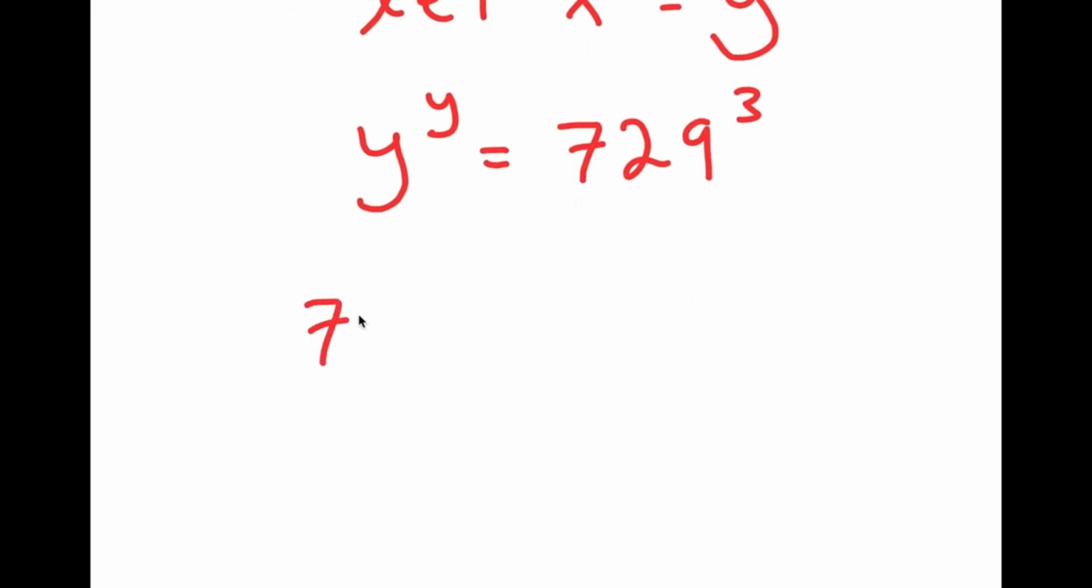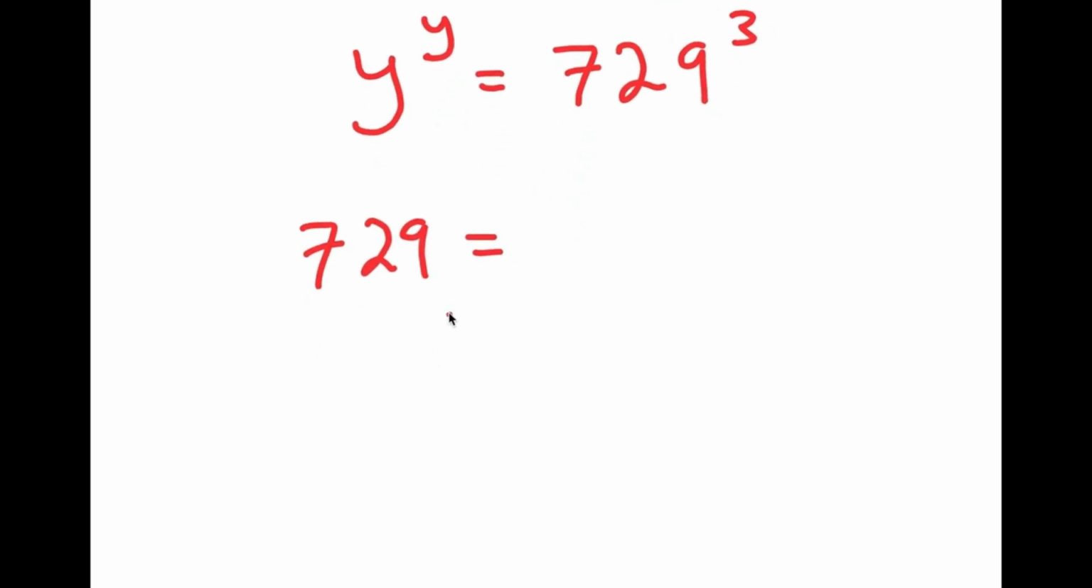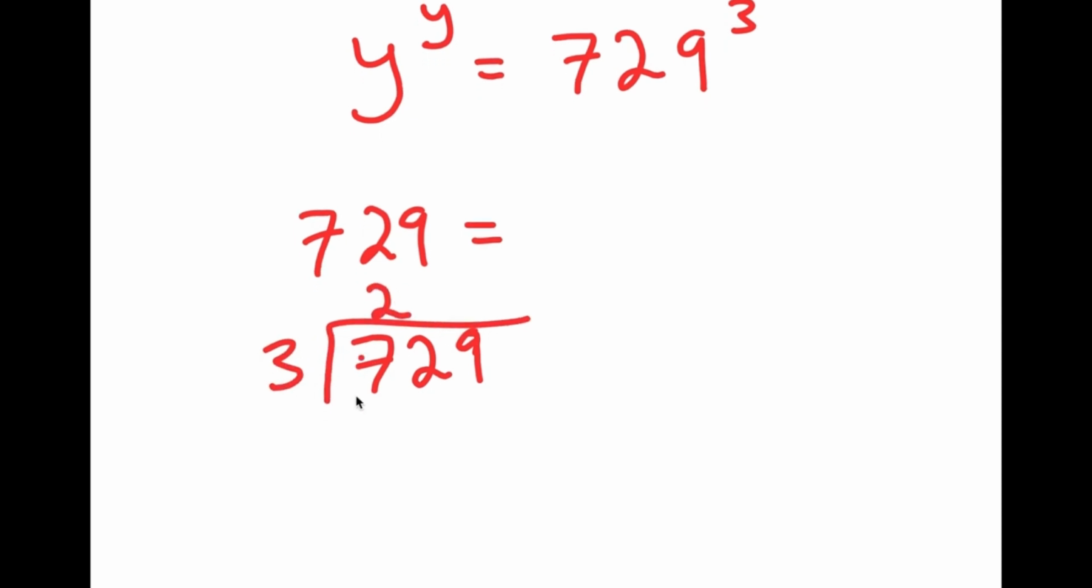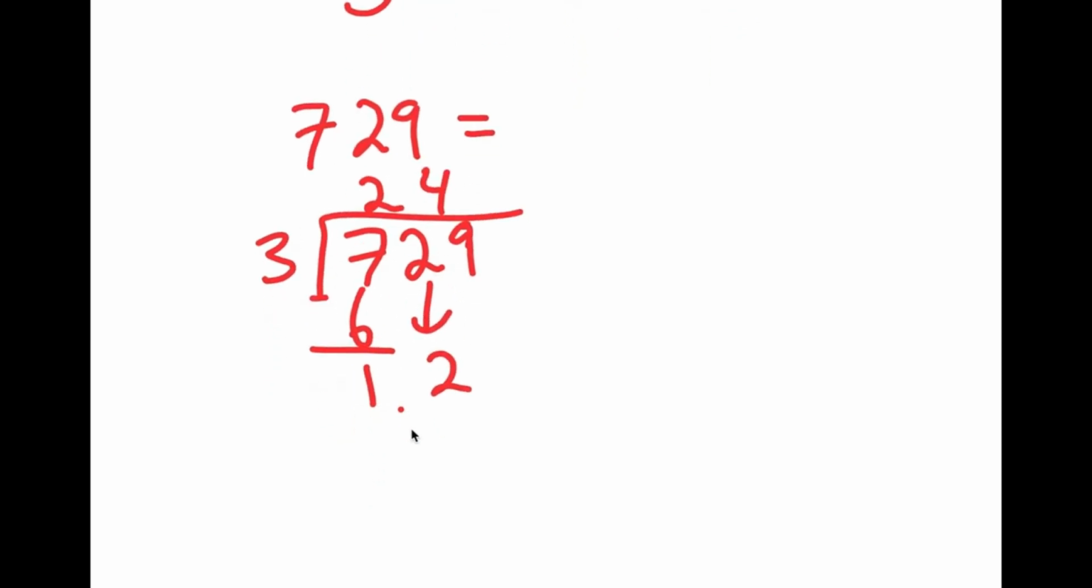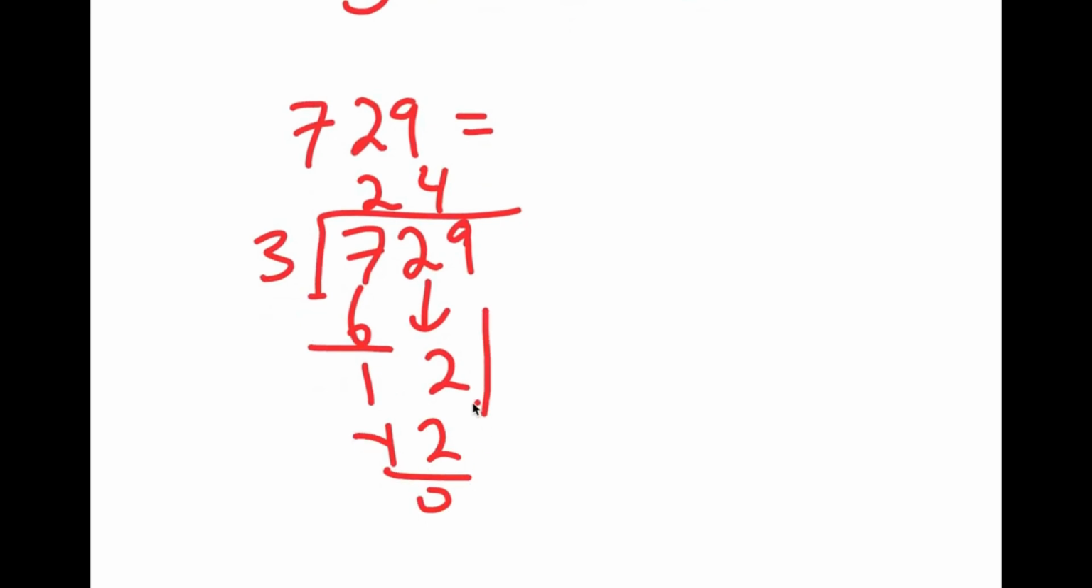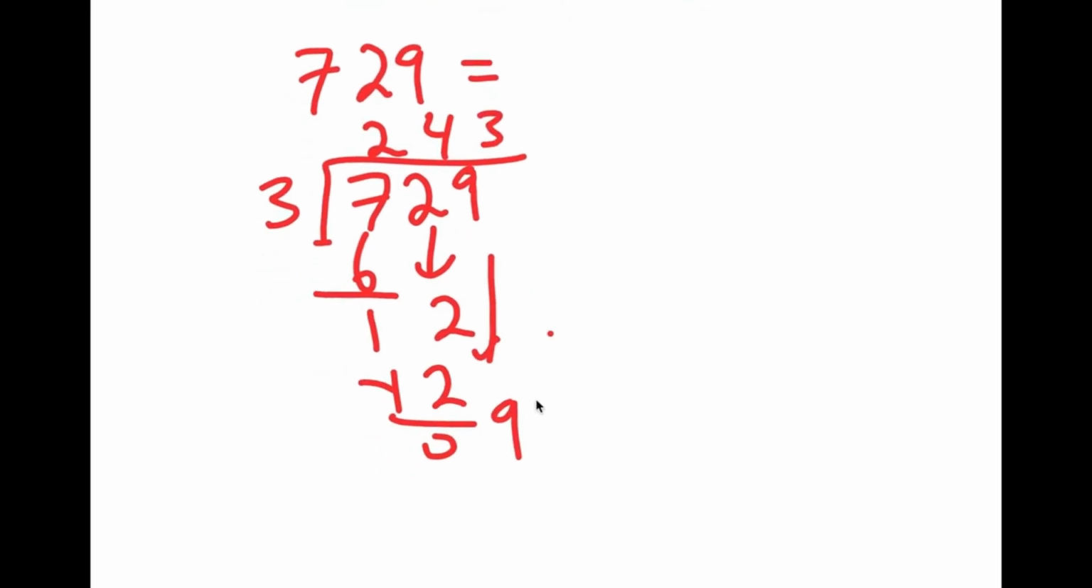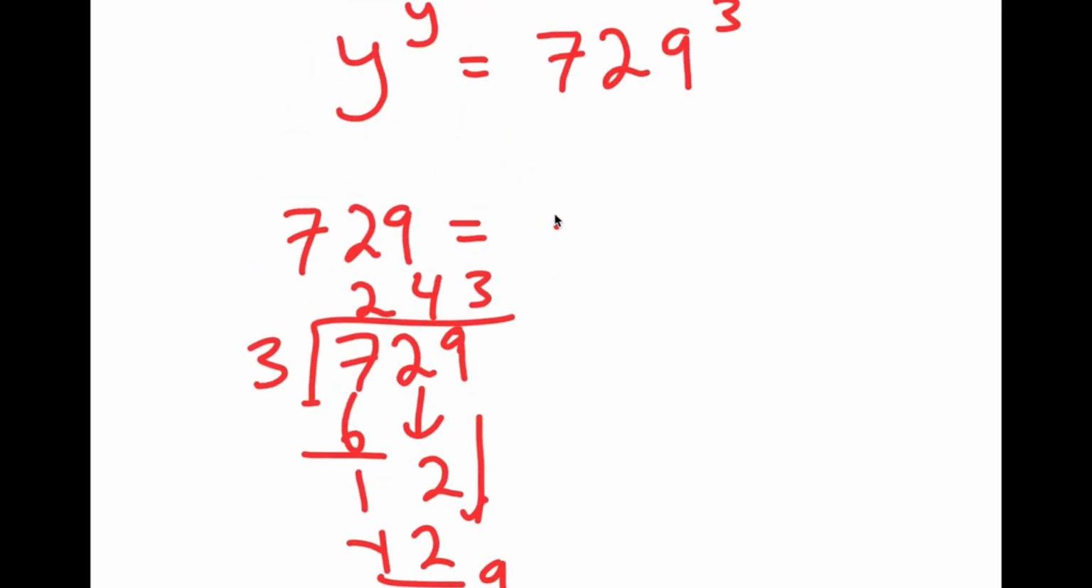So 729 is the same thing as, let's find some factors of this. So a factor of 729, let's try to divide this by 3. 729 divided by 3, we have 7 over here, so 3 times 2 is 6. We subtract 7 with 6, we get 1. We bring that to 2. 3 times 4 is 12. And now we bring that to 9. 3 times 3 is 9. So I get 729 is equal to 243 times 3.